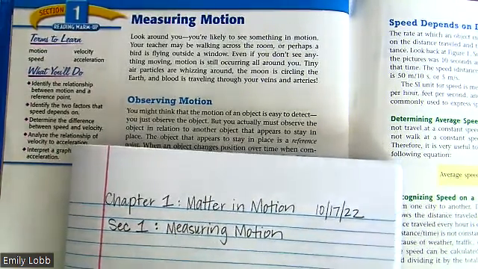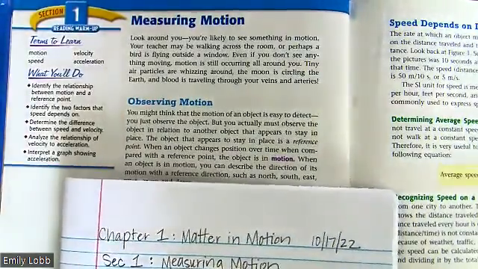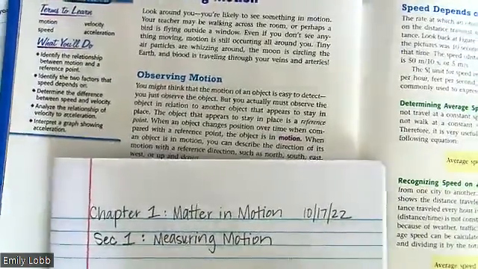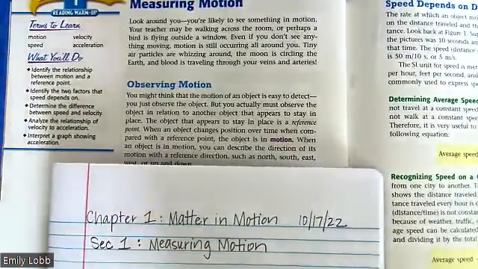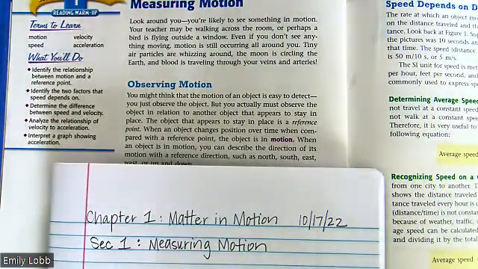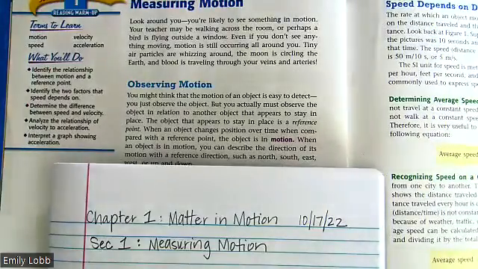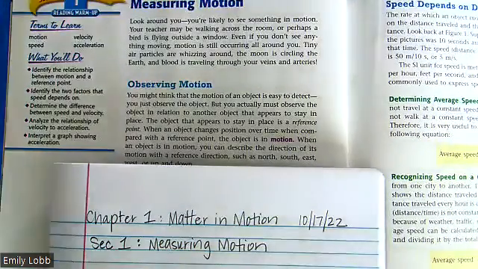You might think that the motion of an object is easy to detect. You just observe the object. But you actually must observe the object in relation to another object that appears to stay in place. Have you ever felt like when you were in a car and you started moving, but you weren't going anywhere, because a car next to you started backing up or started going? It's a really weird phenomenon, right? So you have to think about the object in relation.